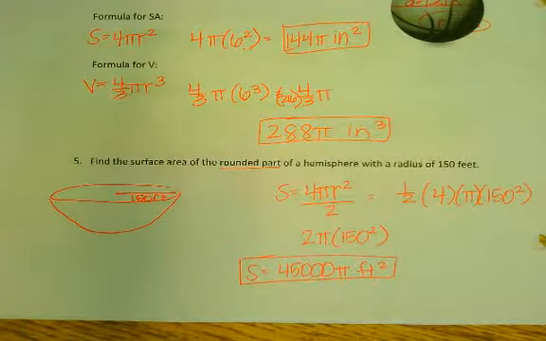Questions on 4 or 5? Yes. You can't have lateral surface area of a sphere. So it's just the whole part. That's why it just says surface area. It probably could have taken out this.